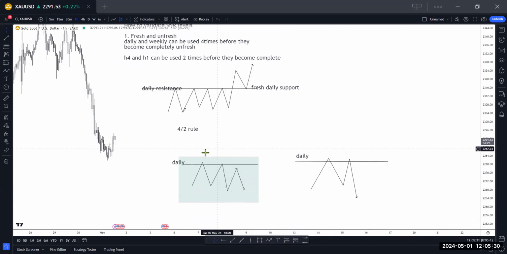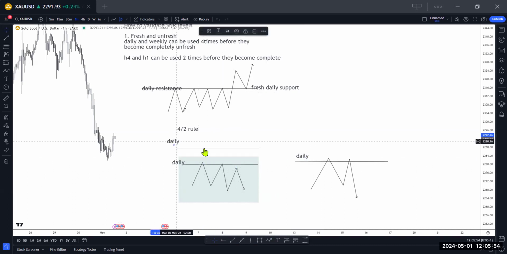All right. So that means the more price taps a particular daily resistance level, the more unfresh the level becomes. But the level can still be used. But in a scenario where you have 2 daily levels, if this is a daily level and there's another daily level here, right? So this is daily, and price has used this 1, 2 times, and price has not used this level at all.